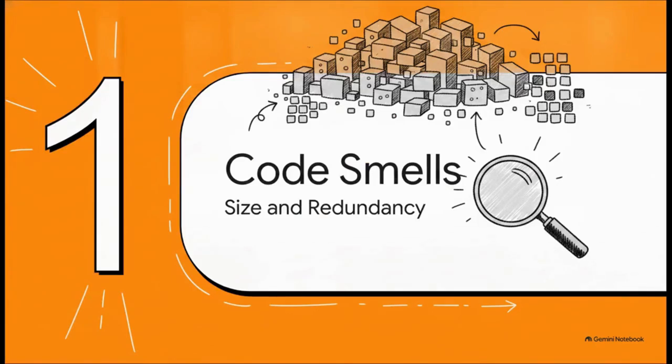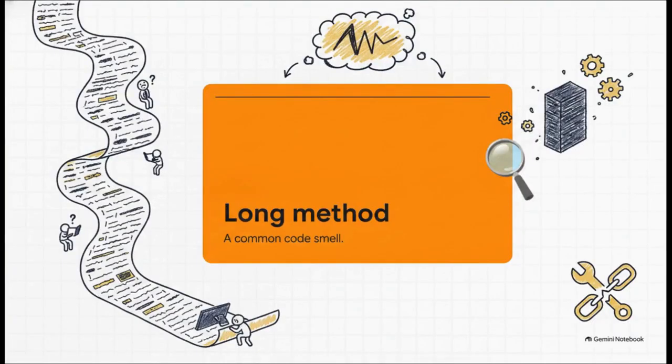Okay, Section 1, Size and Redundancy. We're looking for clues related to unmanageable scale and repetitive errors. Our very first suspect is the long method. And honestly, the name is incredibly literal here. It is simply a function or a method in your code that takes up way too much physical space.